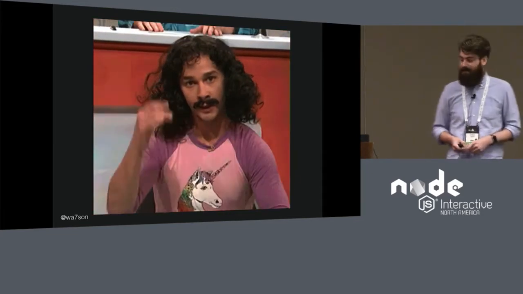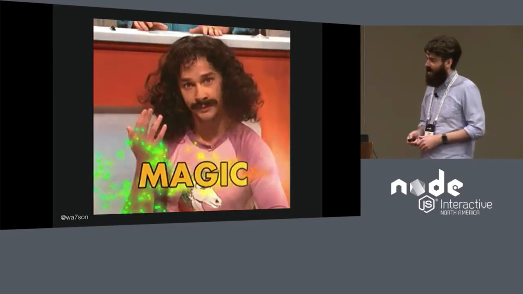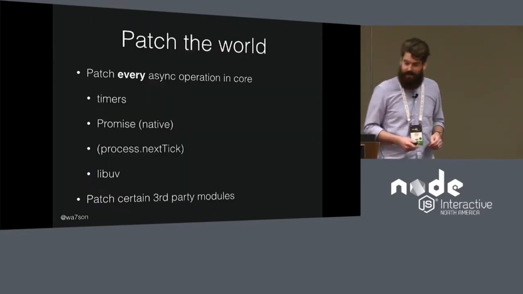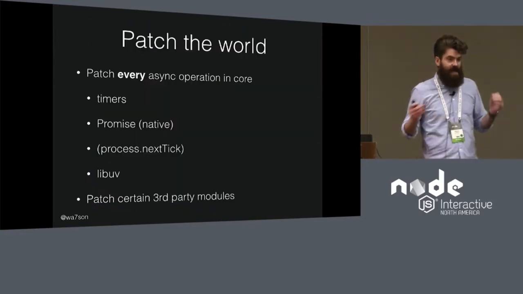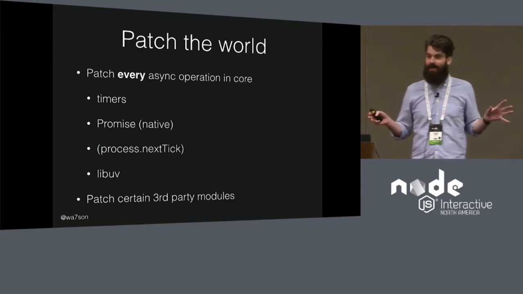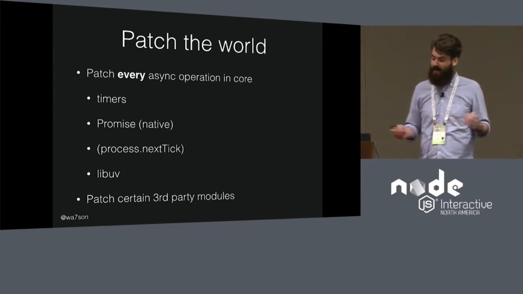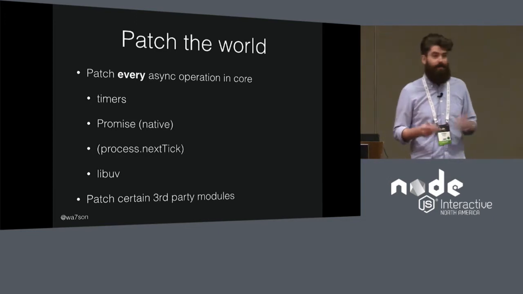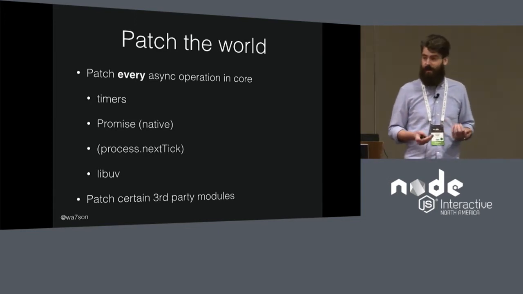It's kind of like magic. So basically what we have to do is patch everything. We have to patch the world. We have to patch timers. We have to patch promises, the new native promises that we have in Node.